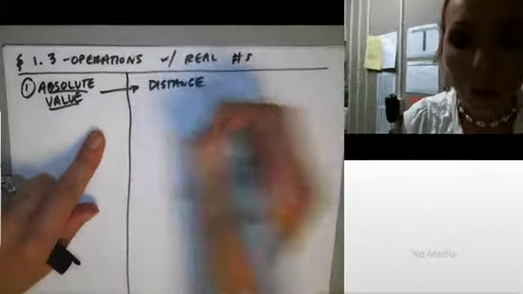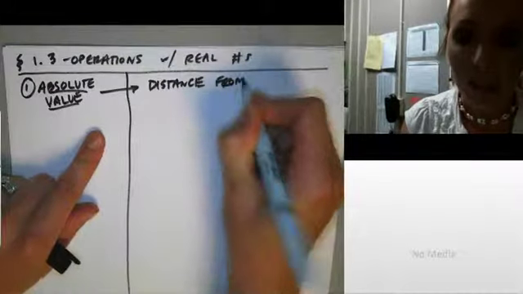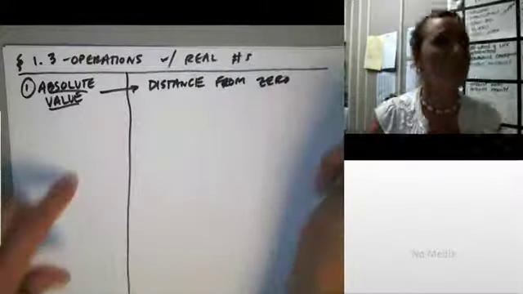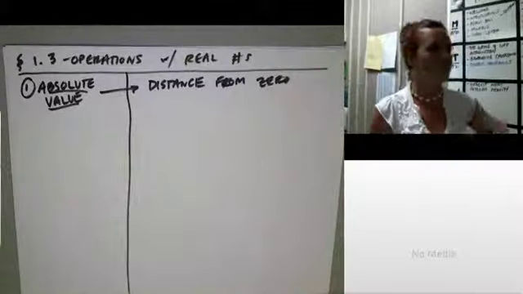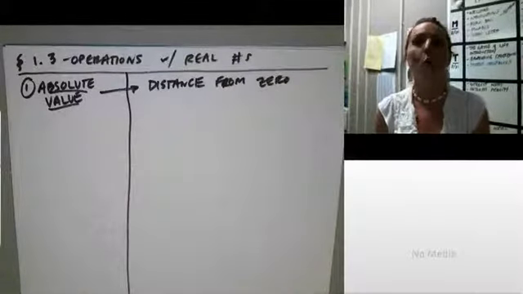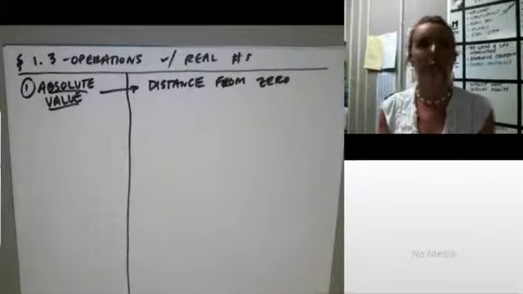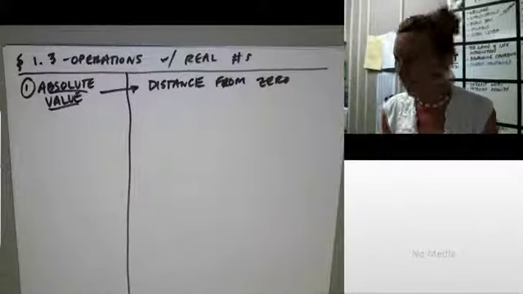Now, can we have a negative distance? Can I walk negative 15 feet? Does that work? No. So, absolute value is always what? Positive. Okay.